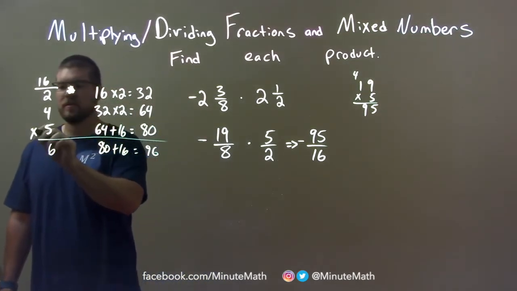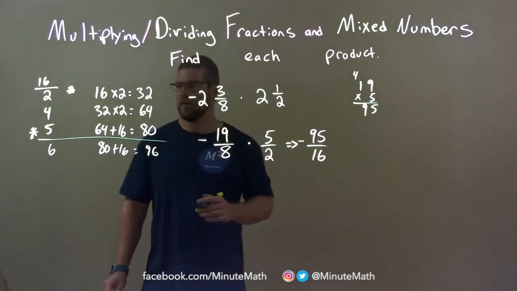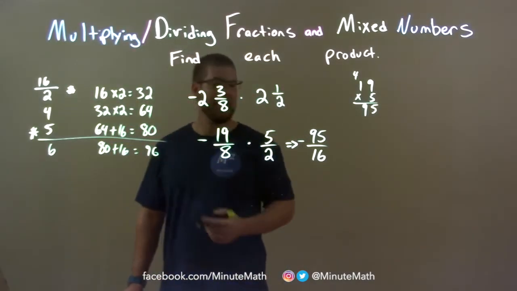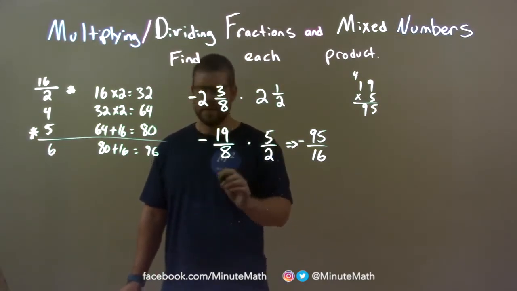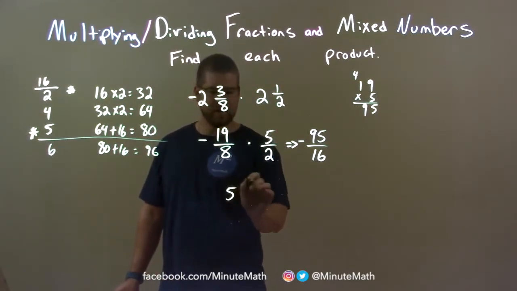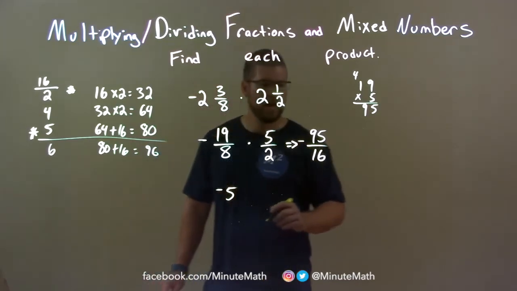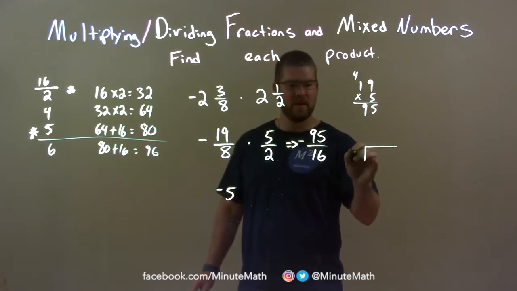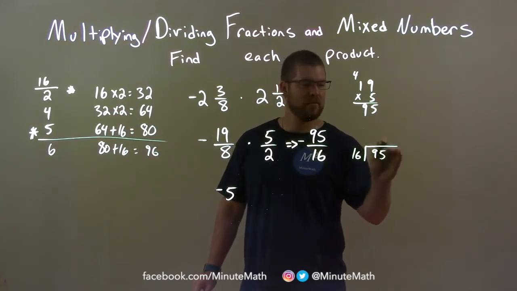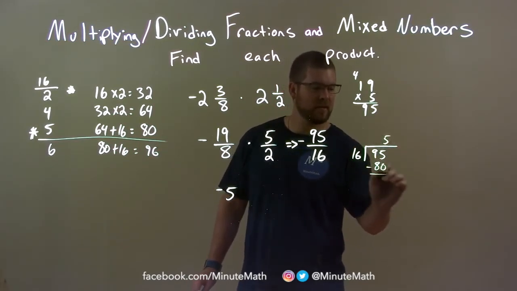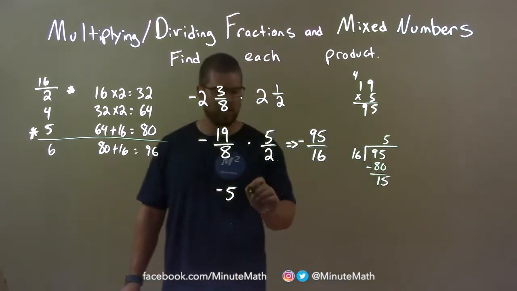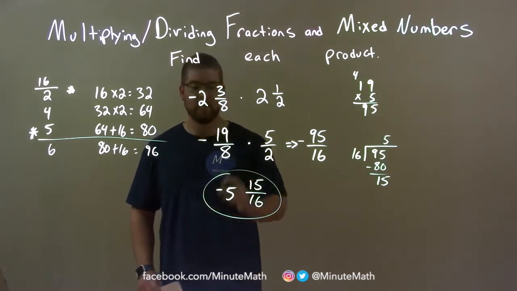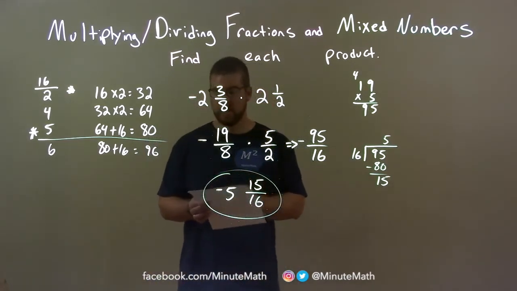So here, 5 is my key number. 5 times 16 really gives me 80, right? So we have 5 out here, and it's going to be a negative. So if we want to do the fraction form here, we have 16 that goes into 95 5 times, which gets us 80. Subtract the 2, we have 15 left over. 15 over 16. And there we have our final answer, negative 5 and 15 over 16.